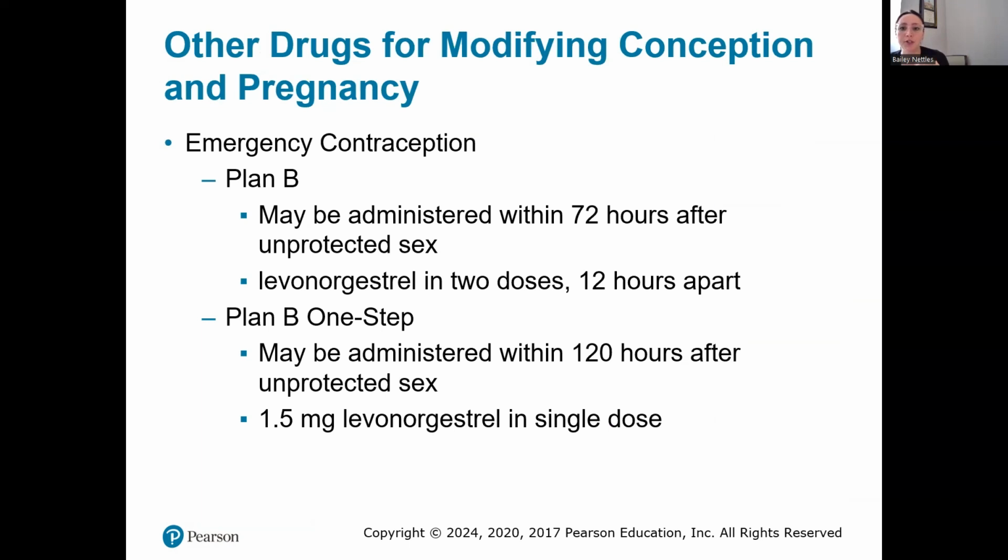All right. So emergency contraception, Plan B. Everyone knows what Plan B is. So you can take it within 72 hours after unprotected sex. Plan B can have 2 doses or 1 dose. It just depends on the dosage of the levonorgestrel. So if it's just the Plan B, the plain levonorgestrel, you take it 12 hours apart. If it's the 1 step, you can take it 120 hours after unprotected sex, and it's a single dose.